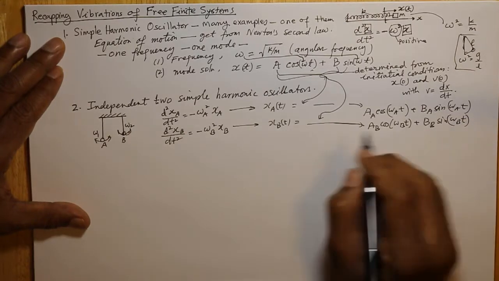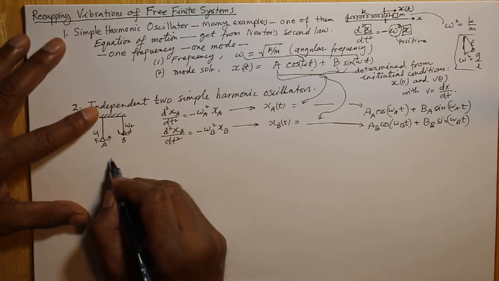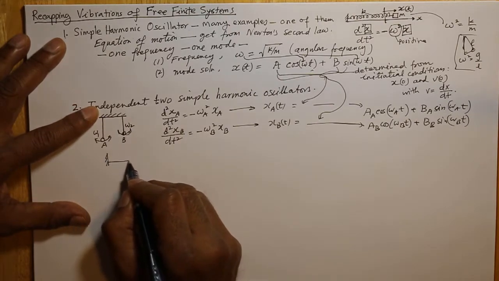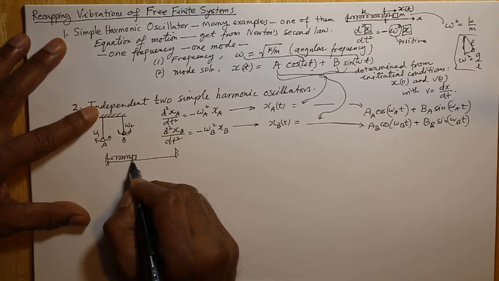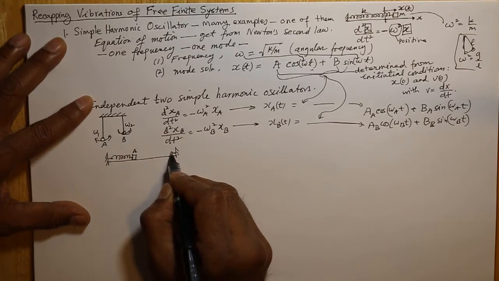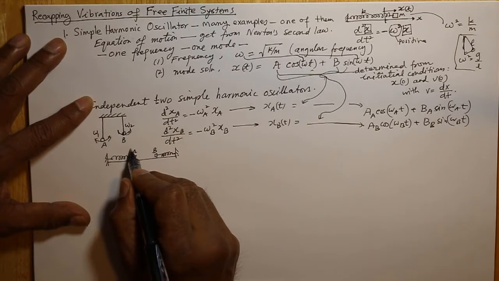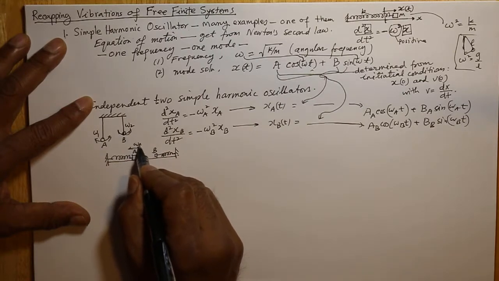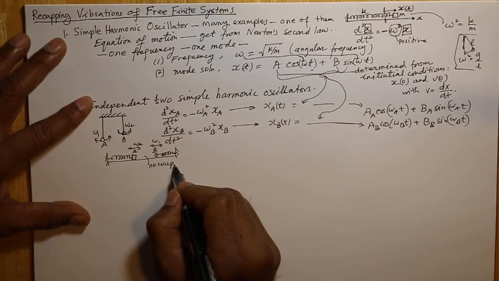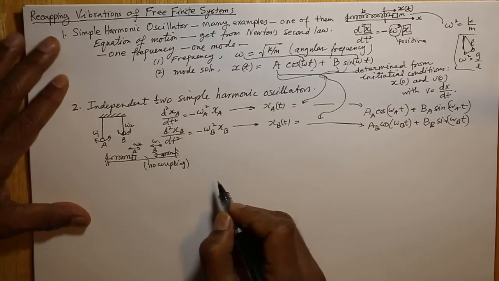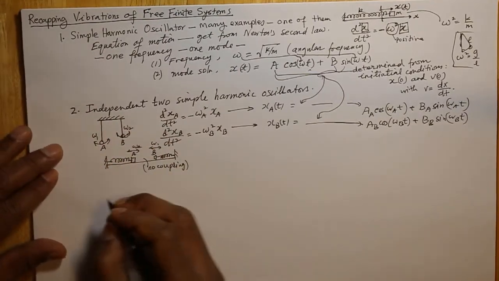This is not surprising, right? They're just separate. As if, for instance, I could have another one like this. This is A, this is B. So this one is going with omega A, and this is omega B. There's no coupling. So this is a very nice two independent simple harmonic oscillators.